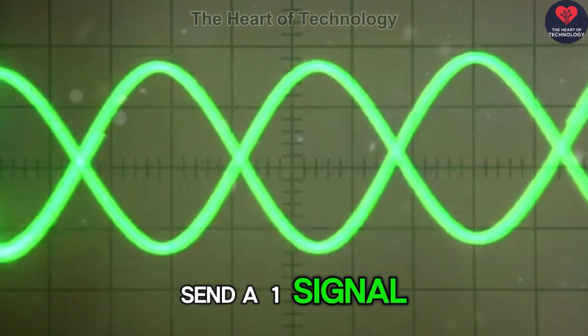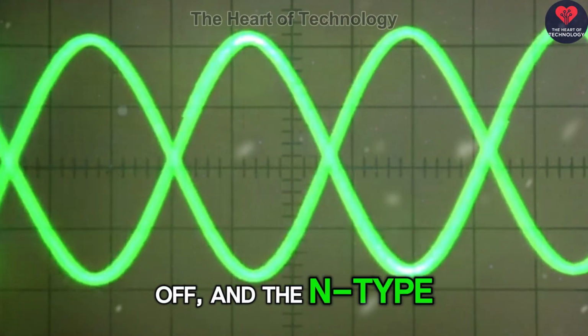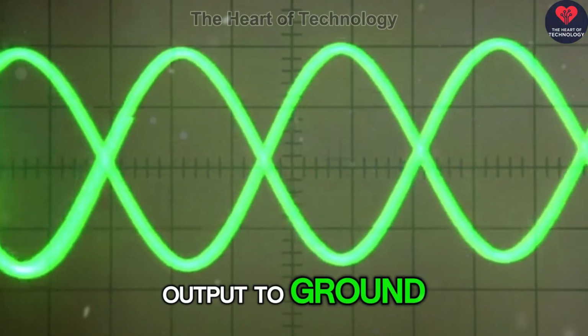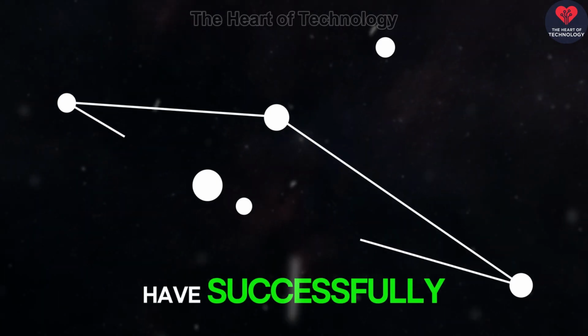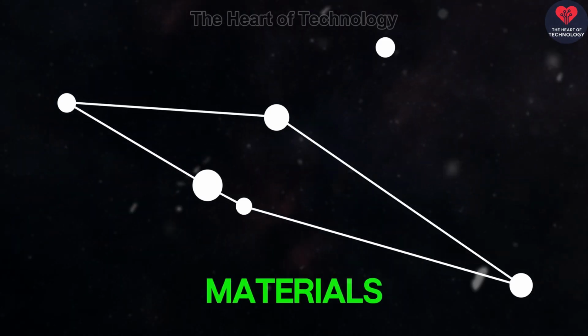When you send a 1 signal, the P-type turns off, and the N-type turns on, connecting the output to ground. Result? The output becomes a 0. We have successfully created logic out of physical materials.